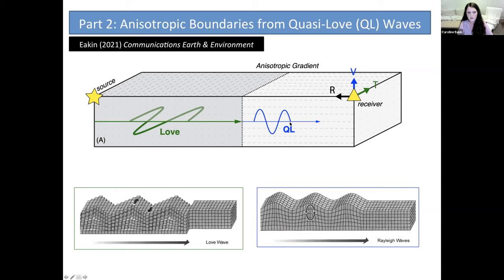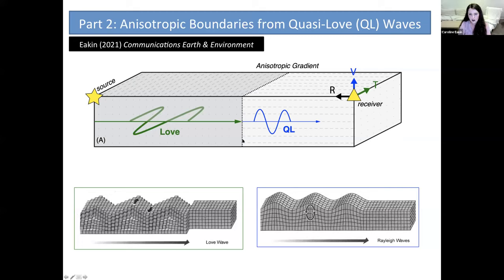So for example, in the figure here, on the left, we have one region of anisotropy with a fabric that's aligned like this. And on the right, we have another region of anisotropy with the fabric aligned like this. And we have a lateral gradient here indicated by the dashed black line. Then what happens if we have an earthquake? We have surface waves generated and we take the Love wave in green here. So Love waves travel with horizontal motion in this transverse back and forth.